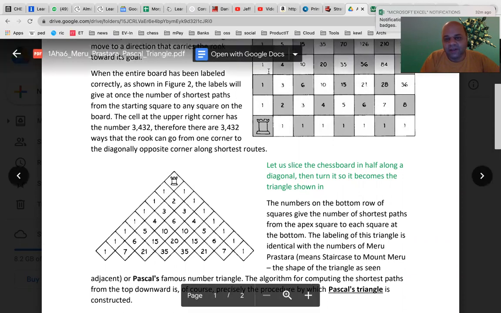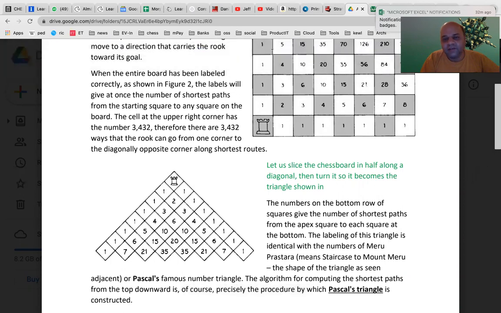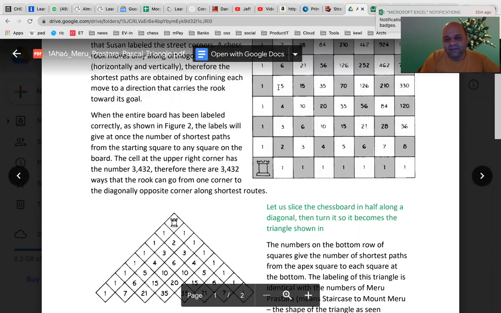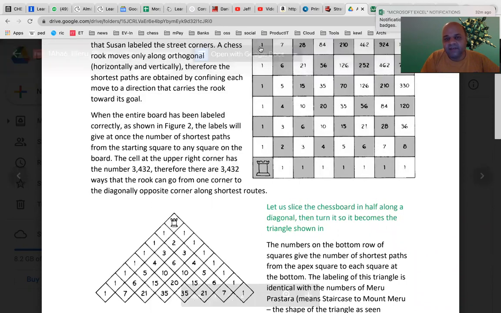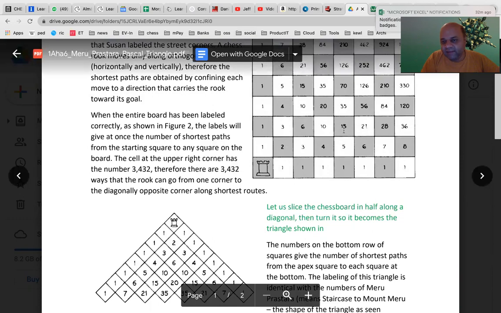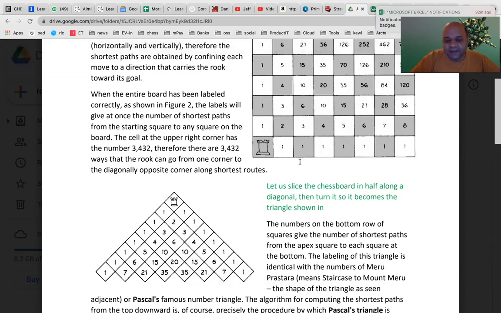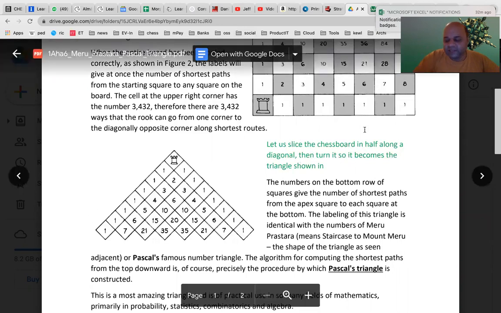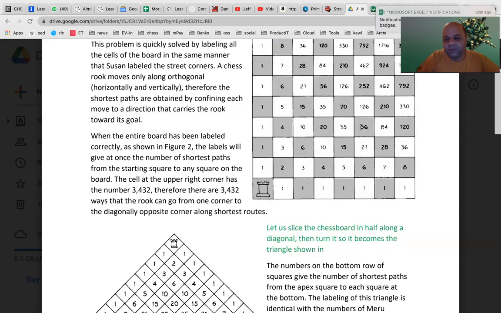These are all the diagonals, and they will become rows, right? If you turn it, 1 4 6 4 1, then 1 5 10 10 5 1, then 1 6 15 20 15 6 1. These are nothing but the same as your Meru Prasthara, right? The only thing is that because the chessboard has only 8 rows, you have cut it off.